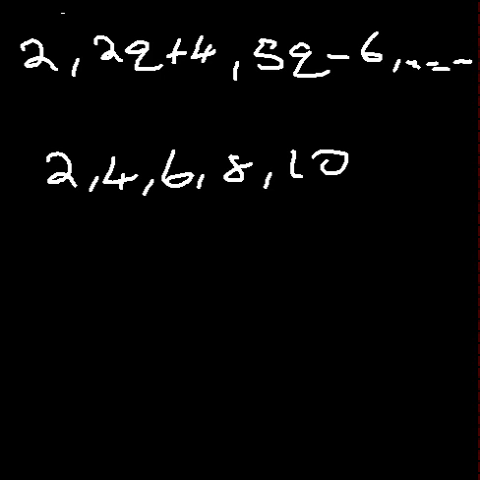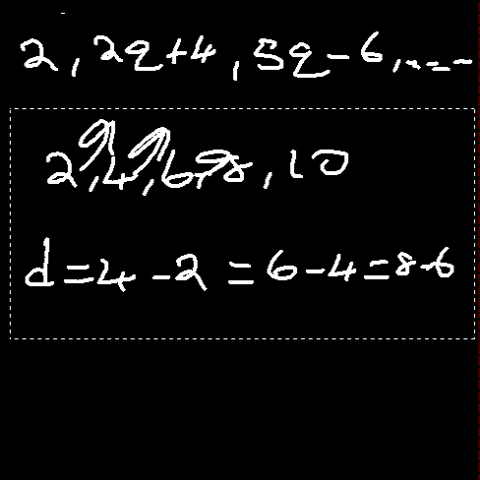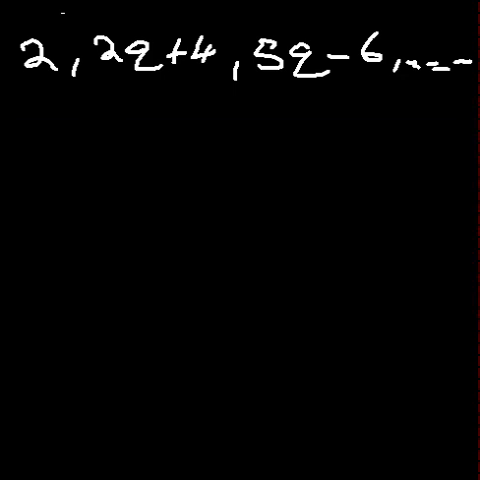The common difference is given as 4 minus 2, which is the same as 6 minus 4, which is the same as 8 minus 6. In other words, at each and every point the common difference is the same. So from that perspective, this is true if it is said to be an arithmetic progression.